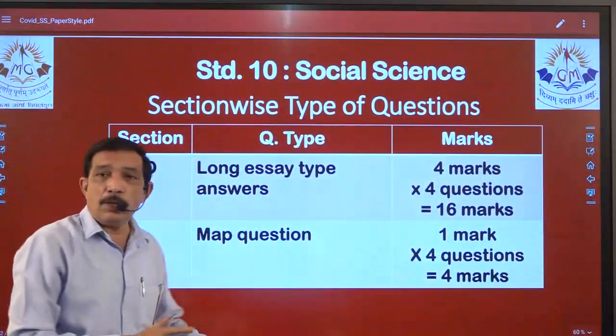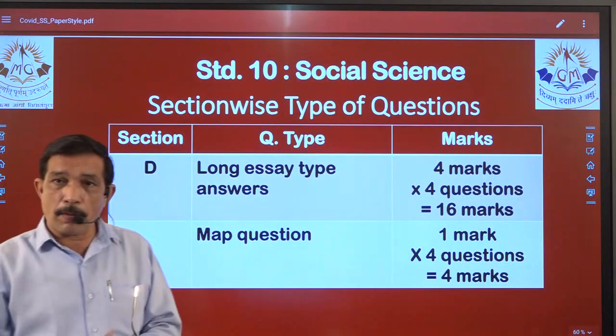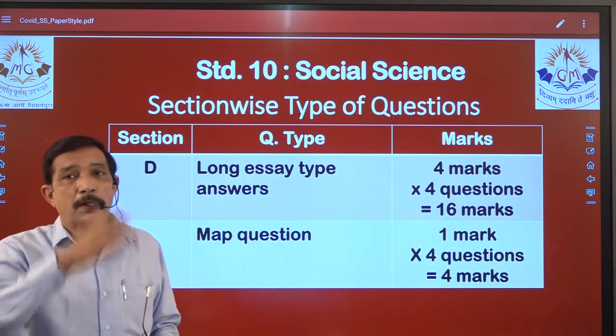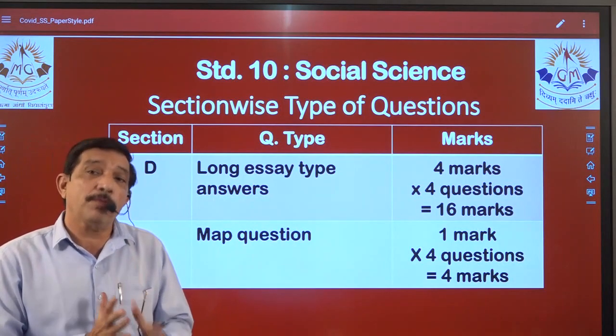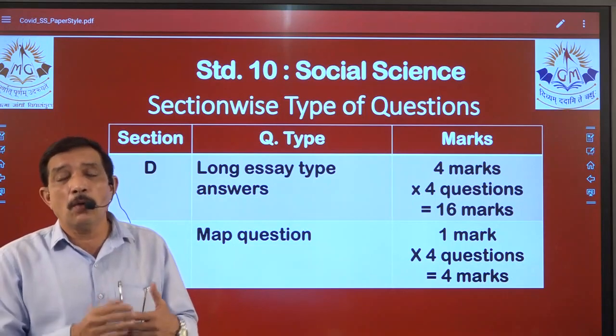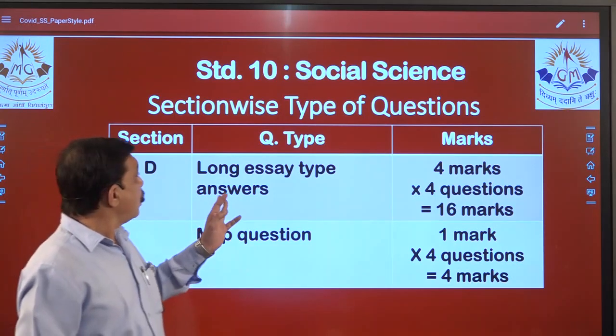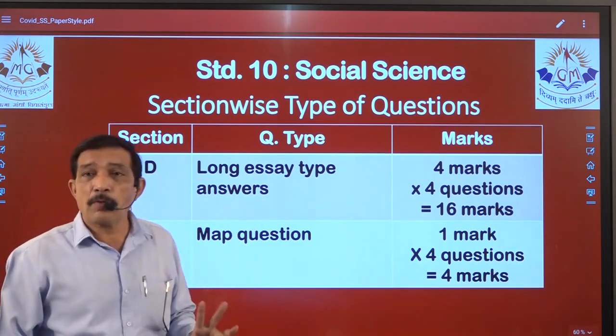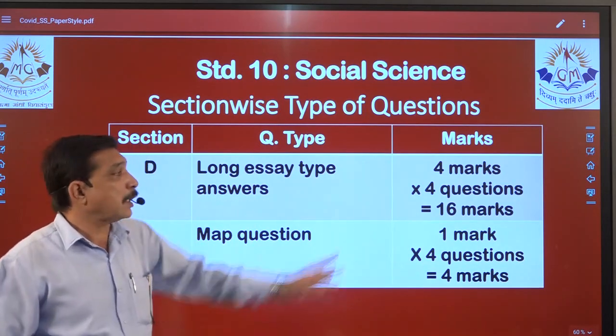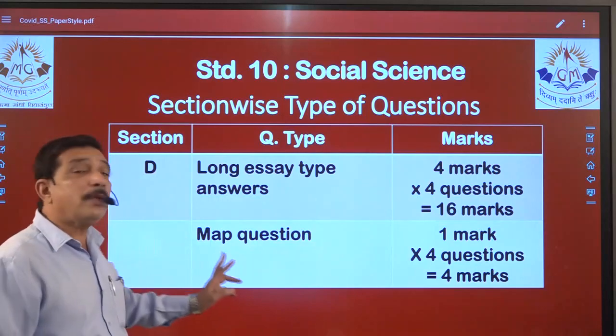Now, section D, you know, long essay type answers you have to write, right? So, 4 marks complete answer where you need to have at least minimum 15 points. Yes, can go up to 16 or 17, but not more than that, right? So, long essay types, there will be 4 questions, each question will be 4 marks, that is 4 4s are 16. There will be 1 map question.